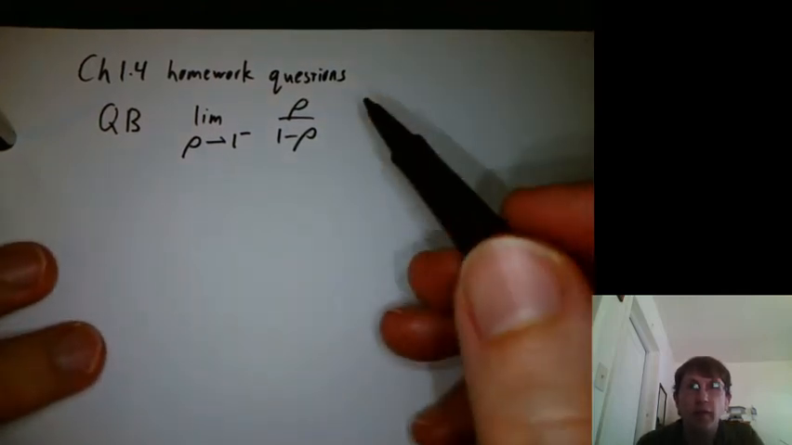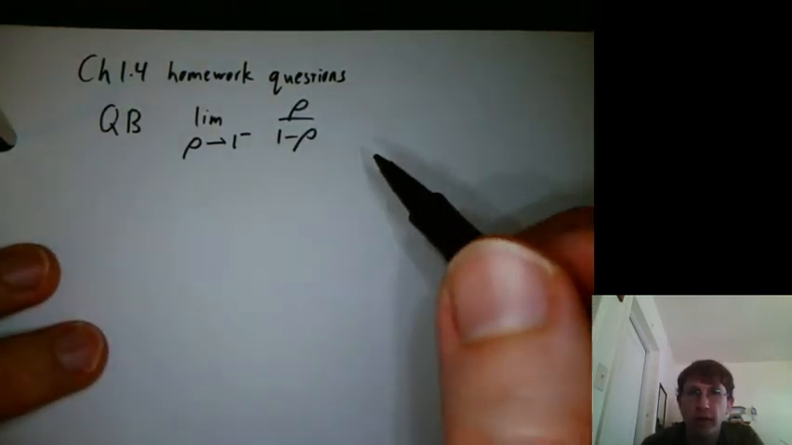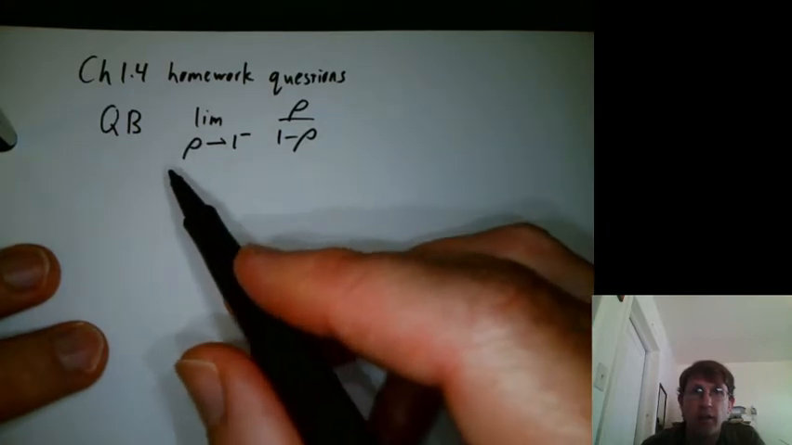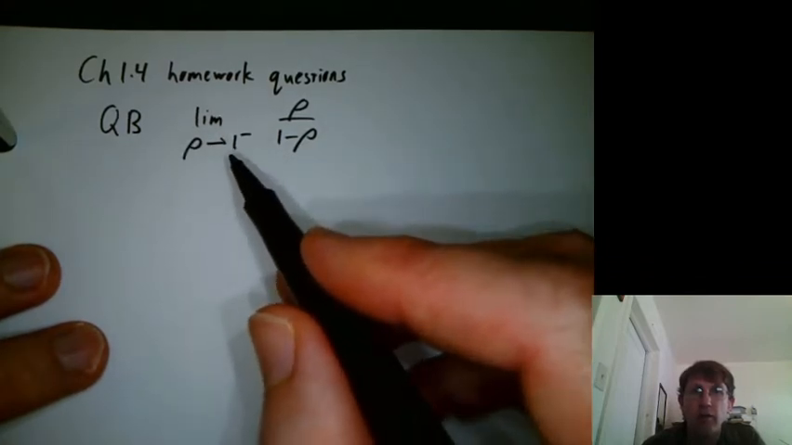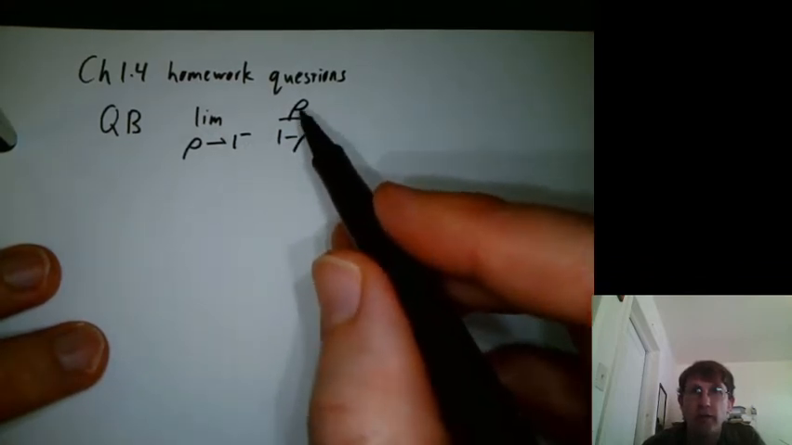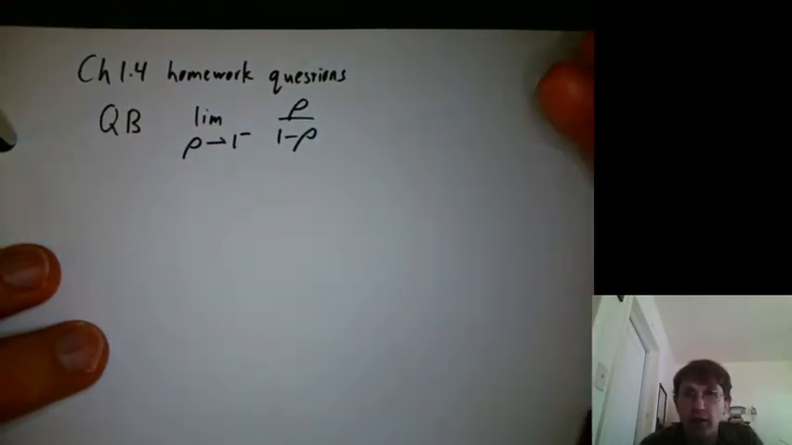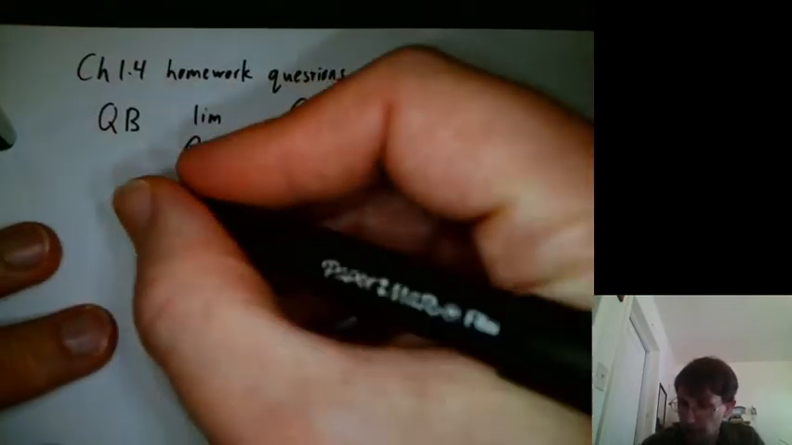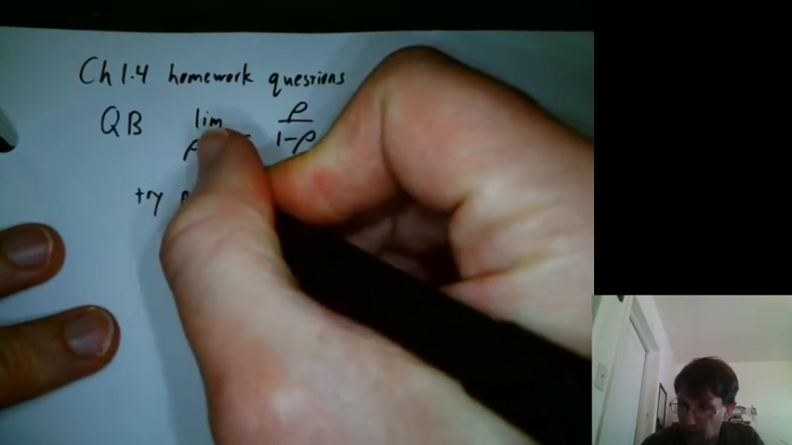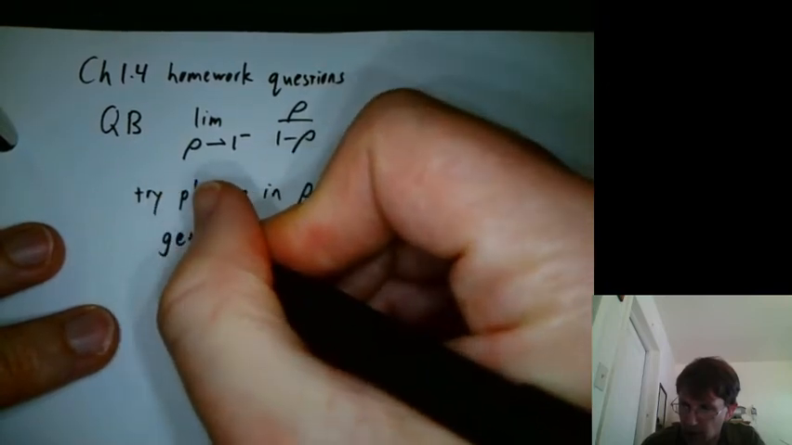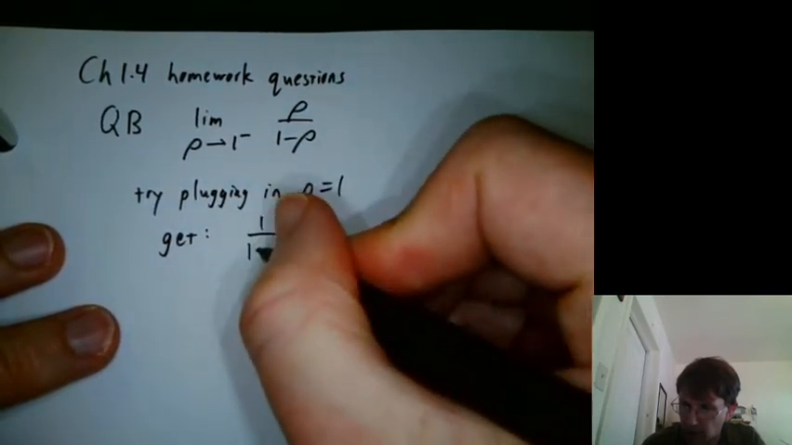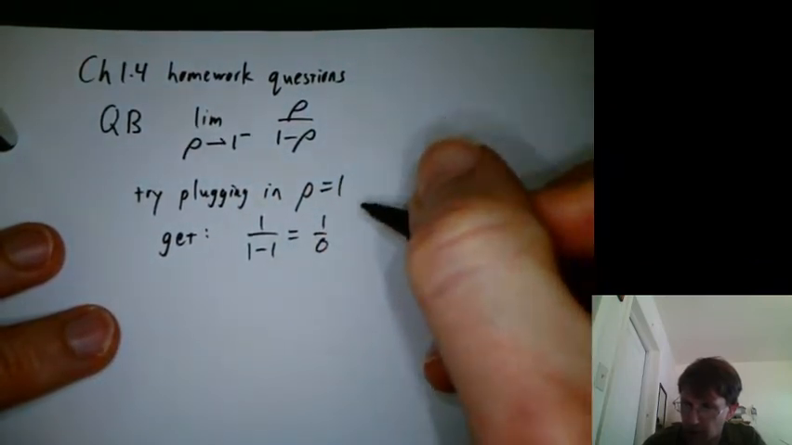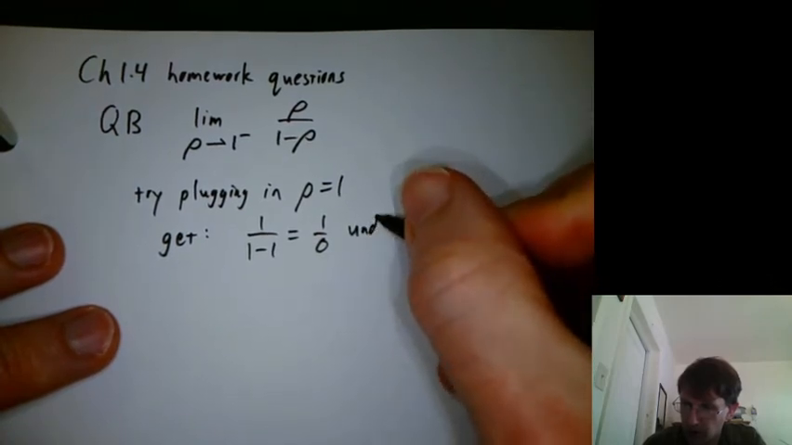Let's talk about some homework questions from chapter 1.4, one-sided limits. Question B says, what's the limit as rho goes to 1 from the minus side of rho over 1 minus rho? First thing you might try doing is plugging in 1. What do you get? You get 1 over 1 minus 1, which is 1 over 0, which is undefined.